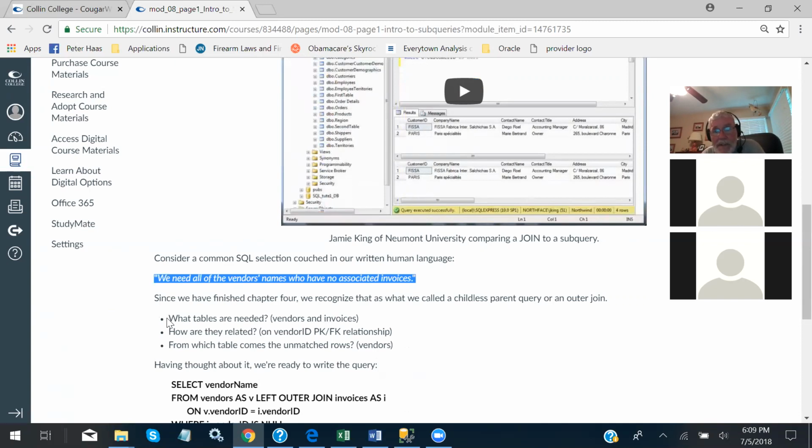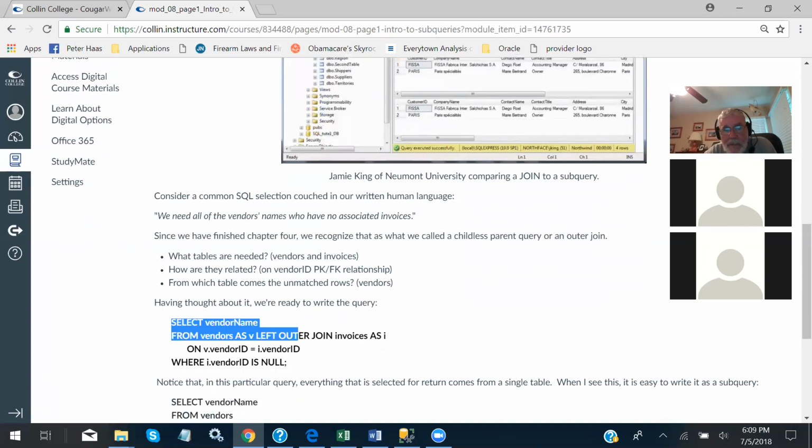And we recognize that this is what we call the childless parent query. In other words, unassociated. They're not associated with anything. There's nothing wrong with a childless parent, but this is called an outer join. So I want to find records that are not associated. What tables are needed? Vendors and invoices. How are they related? Vendor ID. From which table come the unmatched rows? The ones I want come from the vendors table. So I want them from the vendors table that are not in the invoices table.